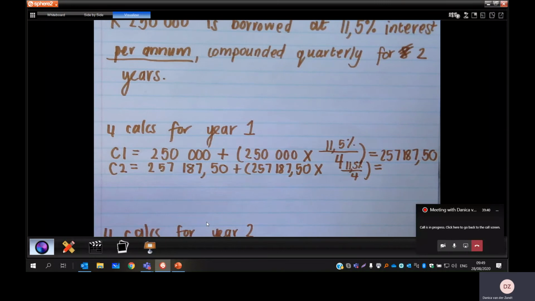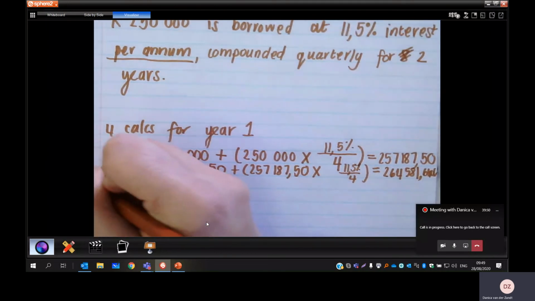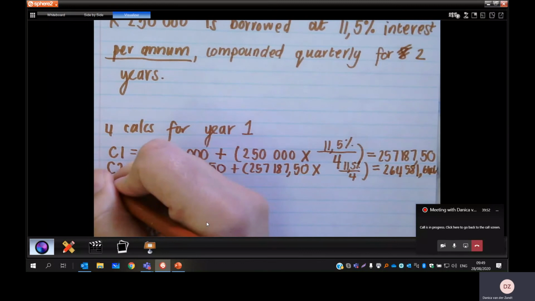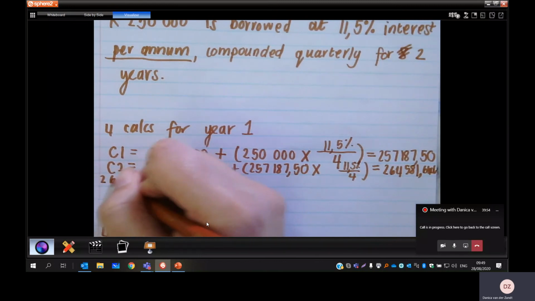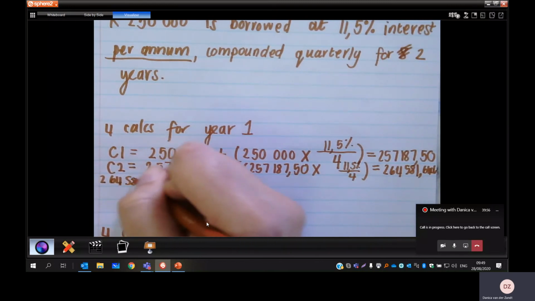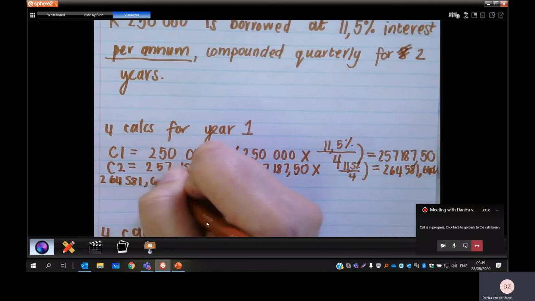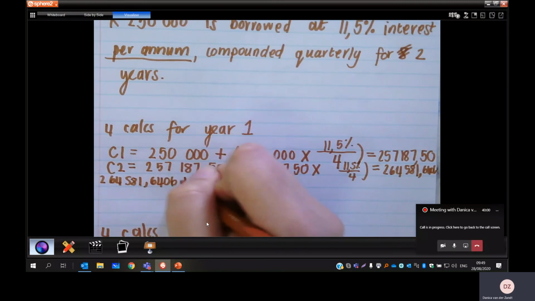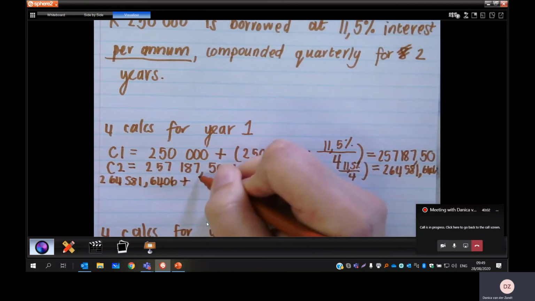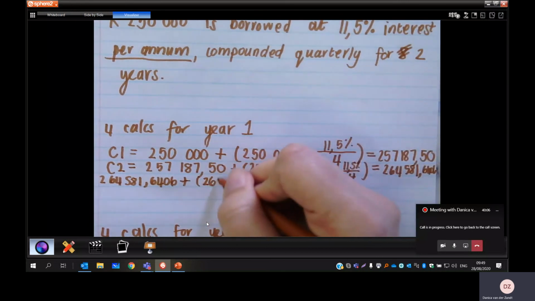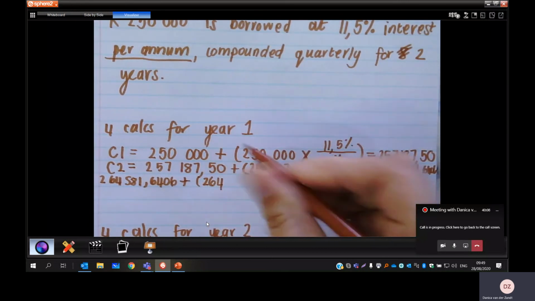So according to my calculations, in my second compound I now have 264,581.6406. Like I said, I would not ask this many calculations because that's just way too many marks on exactly the same thought process.